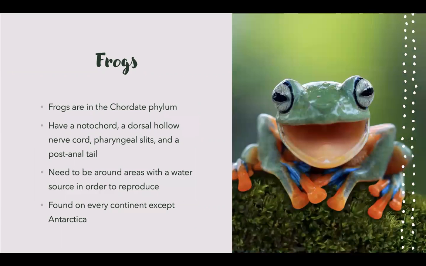Frogs are in the chordate phylum, which means they have a notochord, a dorsal hollow nerve cord, pharyngeal slits, and a postanal tail. Frogs need to be around areas with water in order to reproduce, but other than that, they're found on every continent except Antarctica.